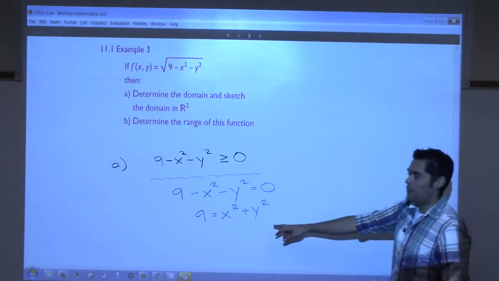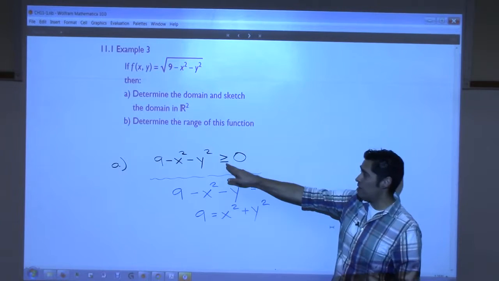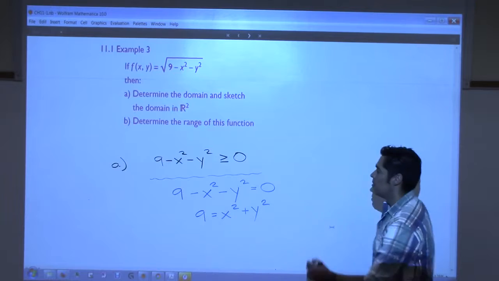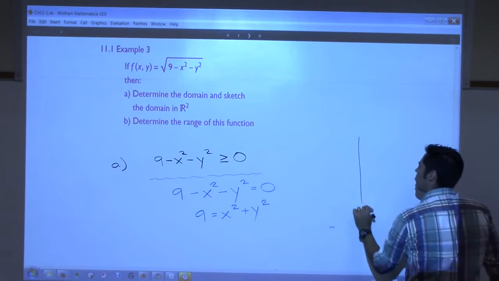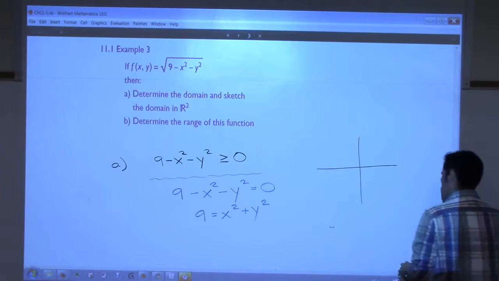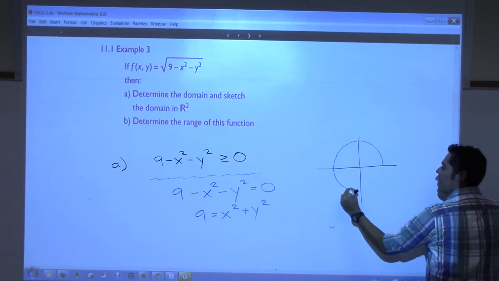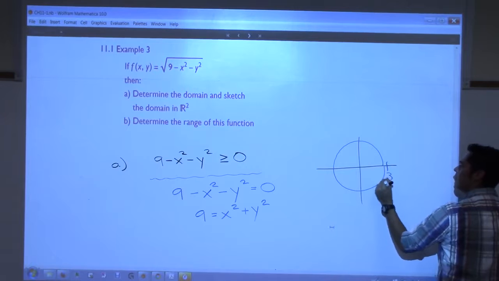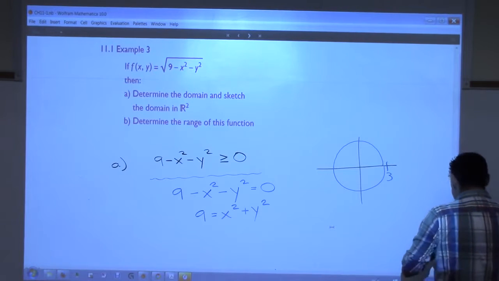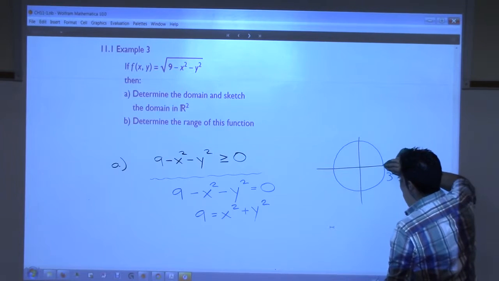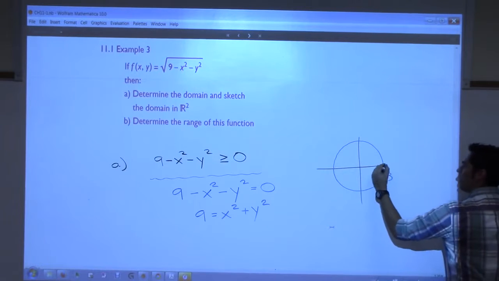That's what it would be if it was equality, which we actually do have equality, right? So I'm going to draw myself a circle of radius 3. And I'm going to not make it dashed. It's going to be solid. That's supposed to be 3. Oops. Okay, that's my radius of 3 right there.